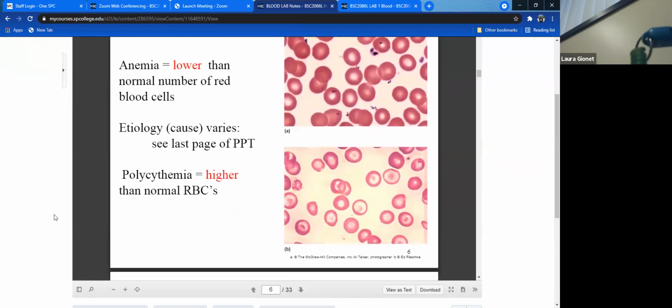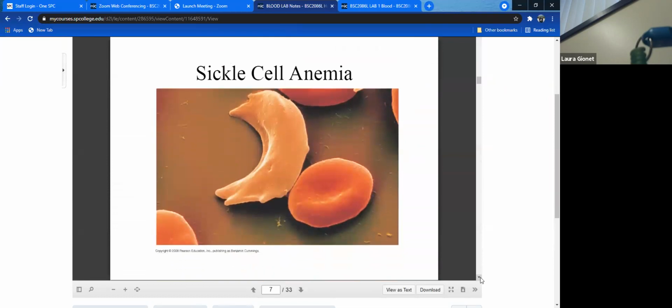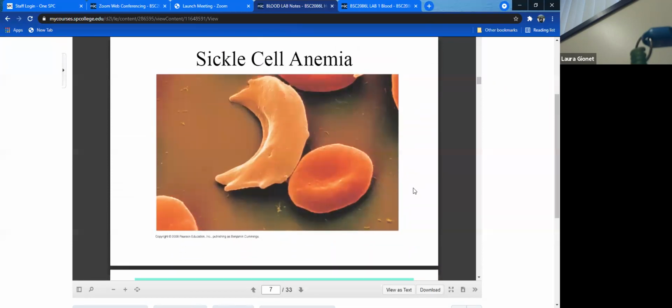Etiologies will vary. At one of the last pages on here, I identified different types of anemias and what they're often due to. So polycythemia is the opposite. That's a higher than normal number of red blood cells in circulation. Sickle cell anemia is an unusual type of anemia, and it's discussed at the end of this also.